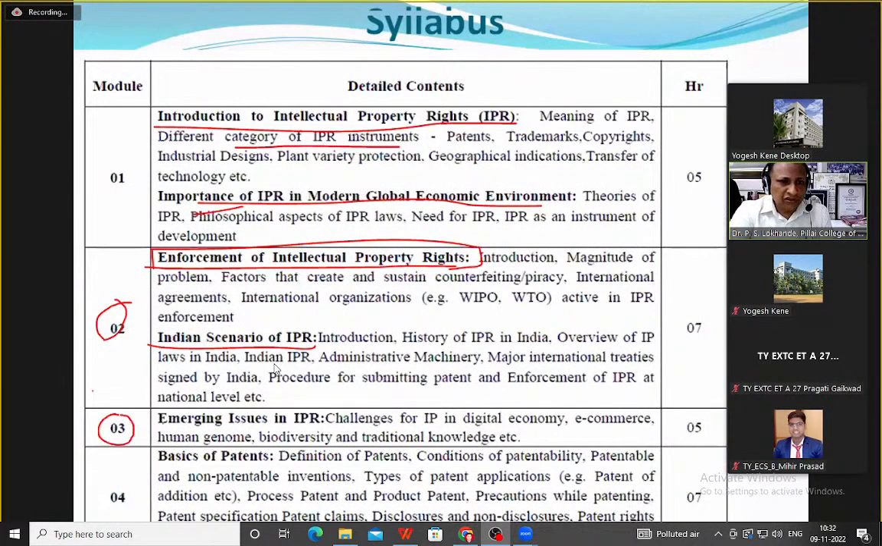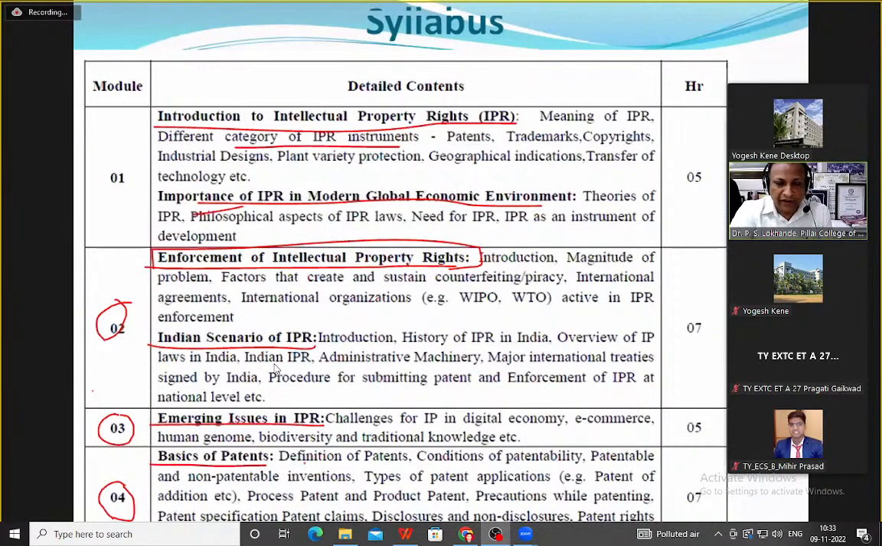The third chapter deals with emerging issues in IPR. So various challenges in intellectual property rights in the digital economy, e-commerce, human genome, biodiversity, and how to deal with them. And the fourth chapter directly deals with the basics of patents.